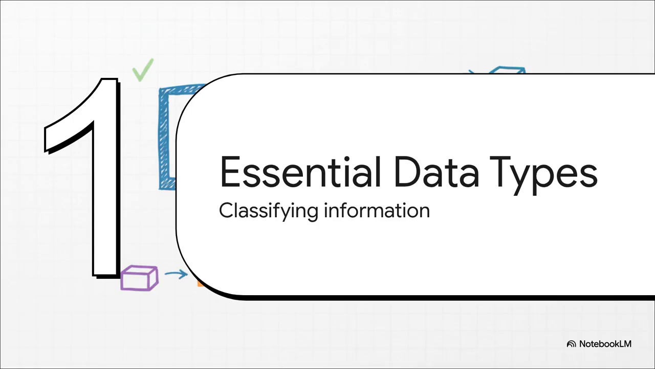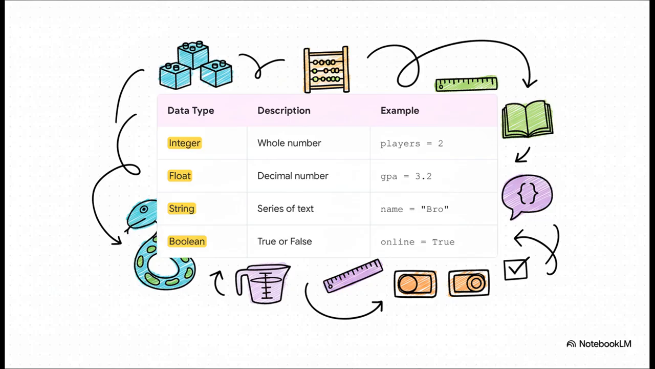Getting this right is super important. This table is a great little cheat sheet. For now, there are really only 4 types you need to know. We have integers for whole numbers, floats for decimal numbers, strings for any kind of text, and booleans, which are just true or false. Let's quickly go through each one.